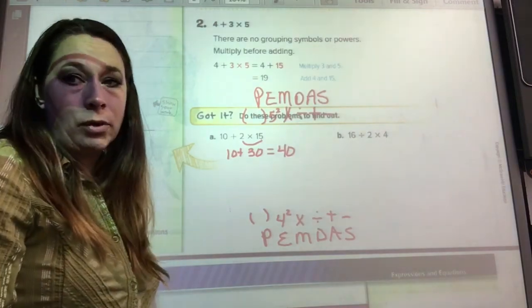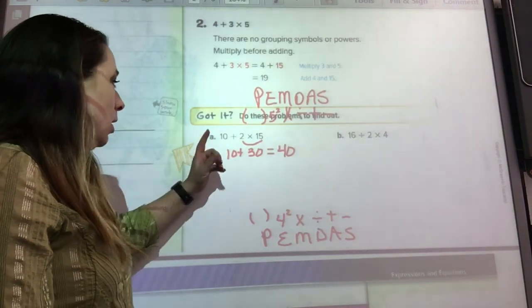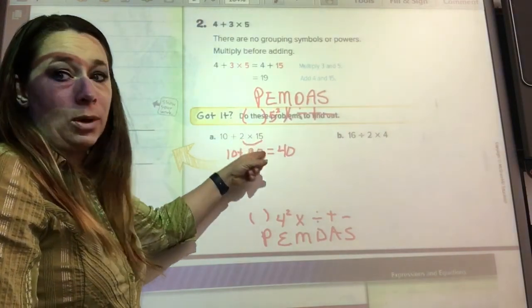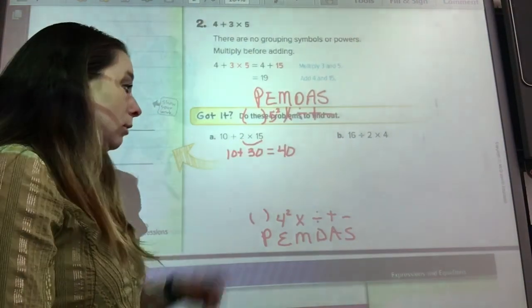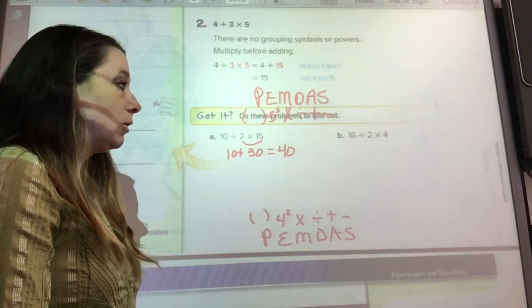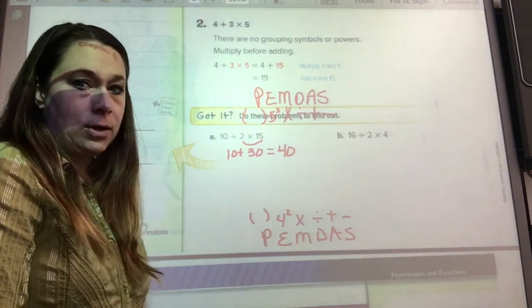Now, if you don't do it in the right order, you will get a completely different answer. 10 plus 2 is 12, and 12 times 15 is way more than 40. So keep that in mind. If you do it wrong, it's going to come up with a way off answer.